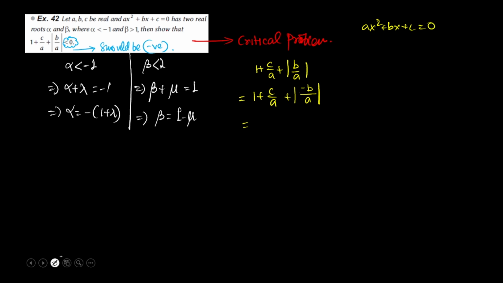Wait a minute. Alpha plus beta equals to minus b by a, and alpha beta equals to c by a. This equation is only given here. Look, ax square plus bx plus c equal to 0 has two real roots, alpha and beta. C by a is alpha beta, 1 plus alpha beta.